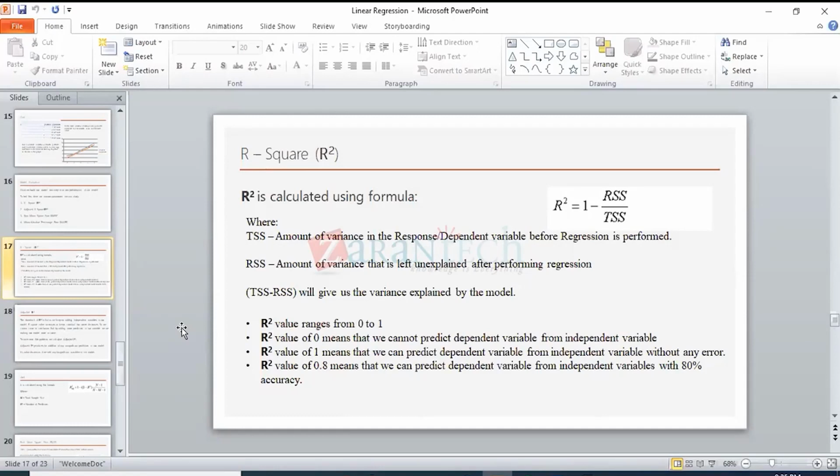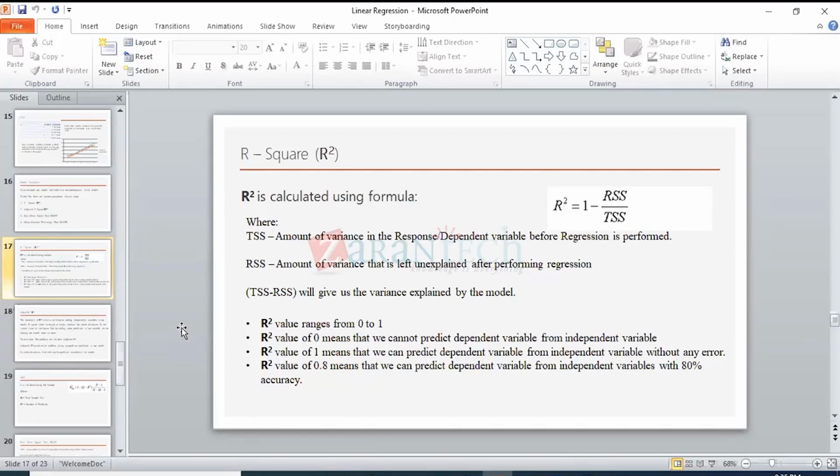If your R square value is 1, that means the prediction power of your model is 100%. Let's say it predicts the weight as 60. If the value of R square is 1, you can say that the predicted value is 60, so the actual value is also 60.